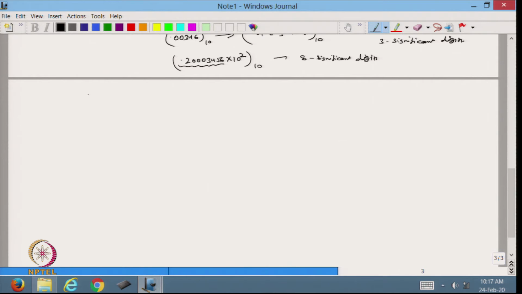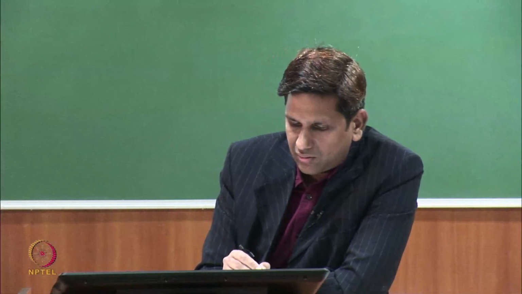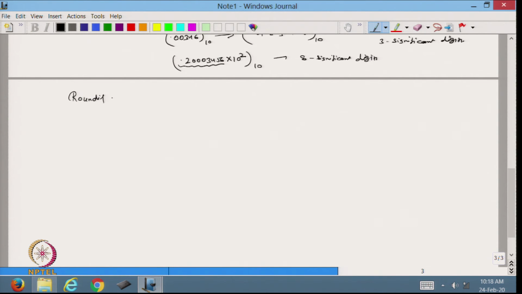Now, we find out how errors occur in the computer. For this, there are two types of approximation of a number. The first is called rounding of a number.